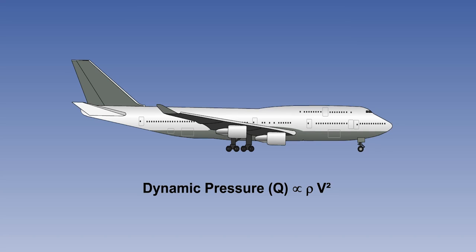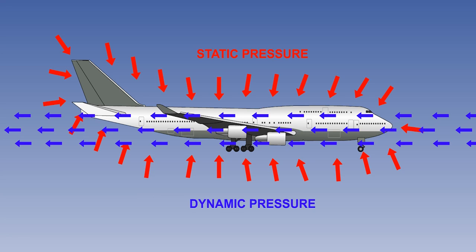considered, in this case an aircraft. The dynamic pressure is proportional to the density of the air and the square of the speed of the air flowing over the aircraft, and is denoted by the symbol Q, in either upper or lower case. An aircraft in a moving airflow will therefore experience both static and dynamic pressure. A static pressure is always present.